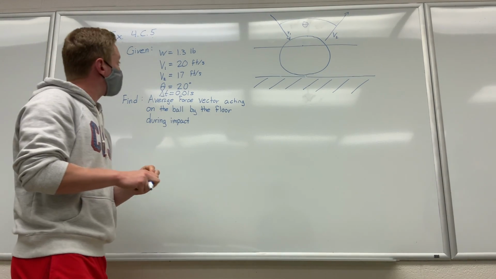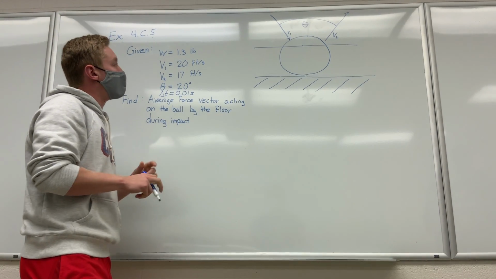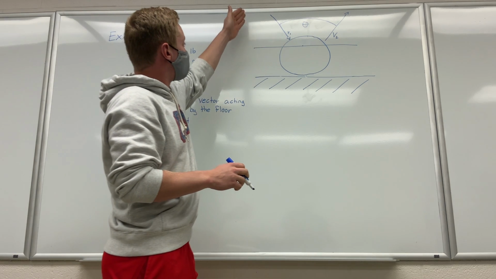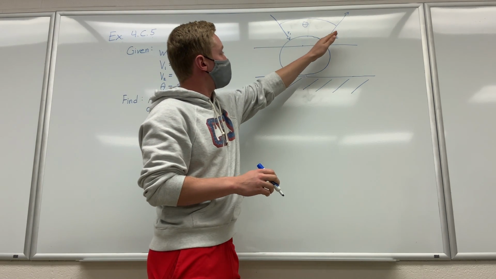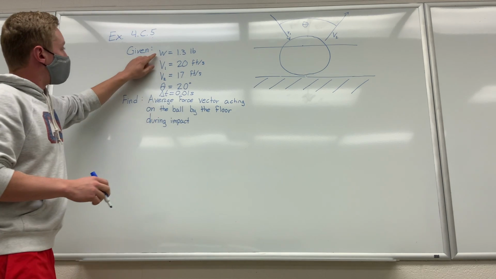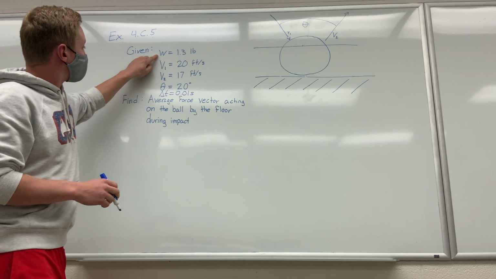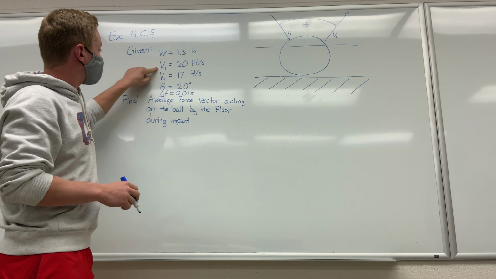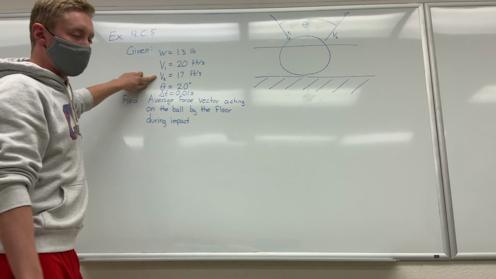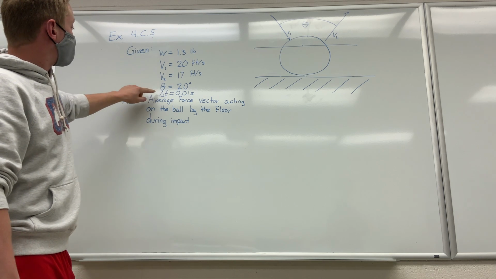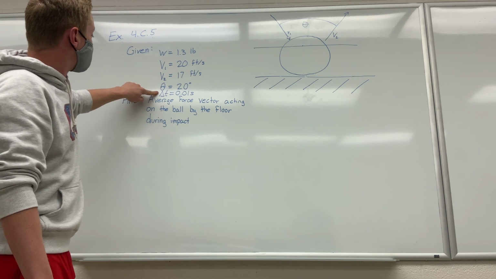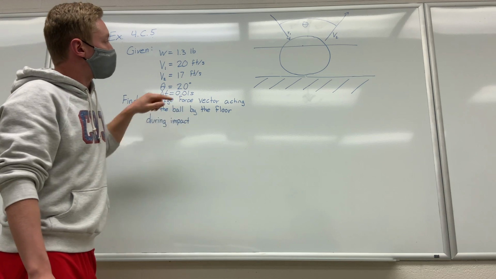Okay, so we're going to be doing example 4C5. In this problem, a basketball comes in with a speed of v1, bounces off the ground, and exits with a speed of v2. Our givens are the weight, 1.3 pounds, v1 is 20 feet per second, v2 is 17 feet per second, this theta here is 20 degrees, and our time of impact, or delta t, is 0.01 seconds.